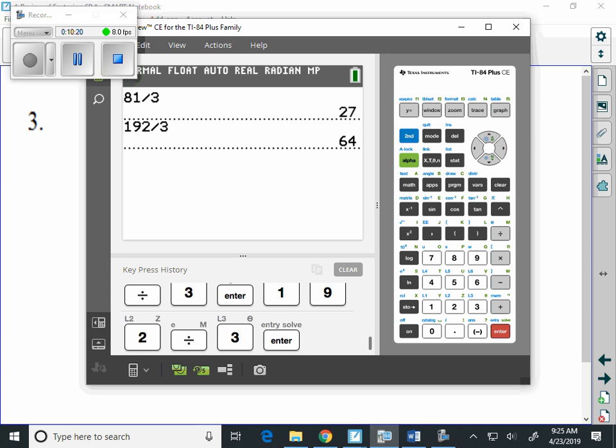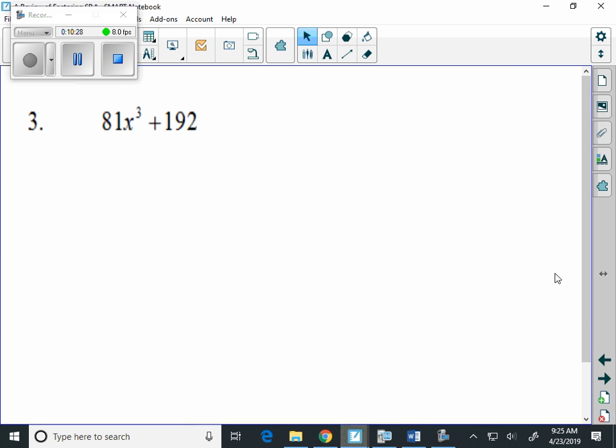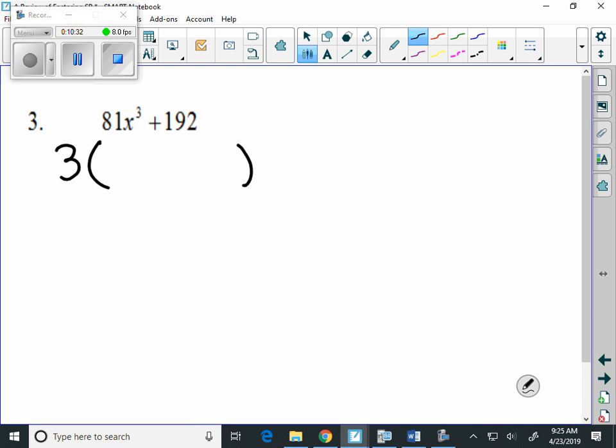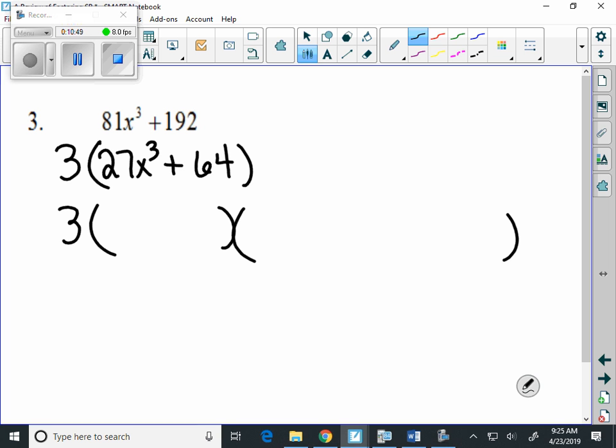And they do. And in fact, 27, if we look back at our chart, is a perfect cube. 64 is a perfect cube. So we can factor out a greatest common factor of 3. We're left with 27x cubed plus 64. And once we factor out the greatest common factor, then we can write down our little parentheses and our big parentheses.